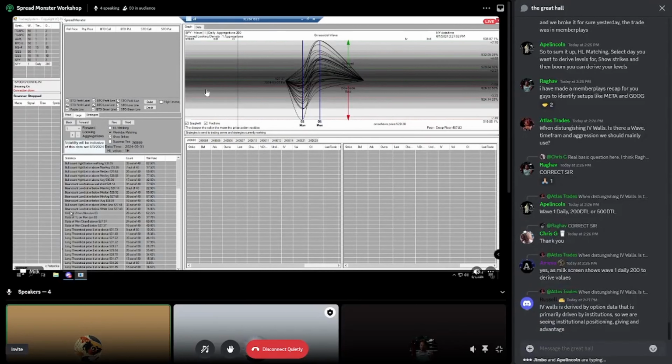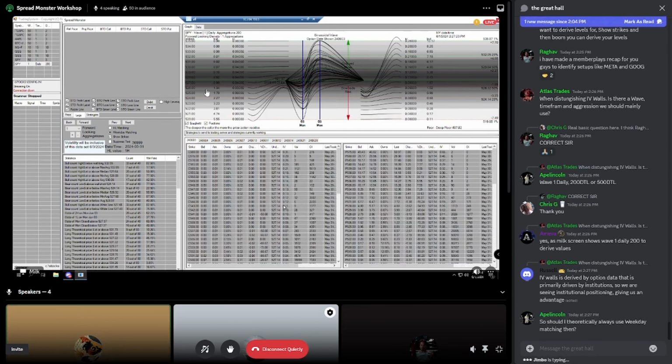When distinguishing IV walls, again, wave 1 daily, 200 days to load. That's the capture there. Theoretically, always use weekday matching. Again, it just depends on the data set that you're using.